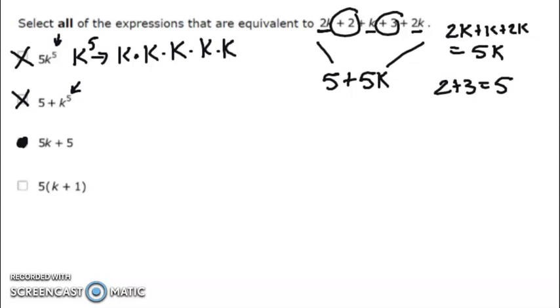What about this guy? This reminds me of distributive property, and if I distribute this 5 through my parentheses, I can see that 5 times k is 5k, and 5 times 1 is 5, which means that these two expressions are equivalent. So as you can see, for a question such as this, I will need to be able to do both distributive property and combining like terms in order to answer such a question. These concepts might seem a little challenging, but with practice, you'll be a pro.